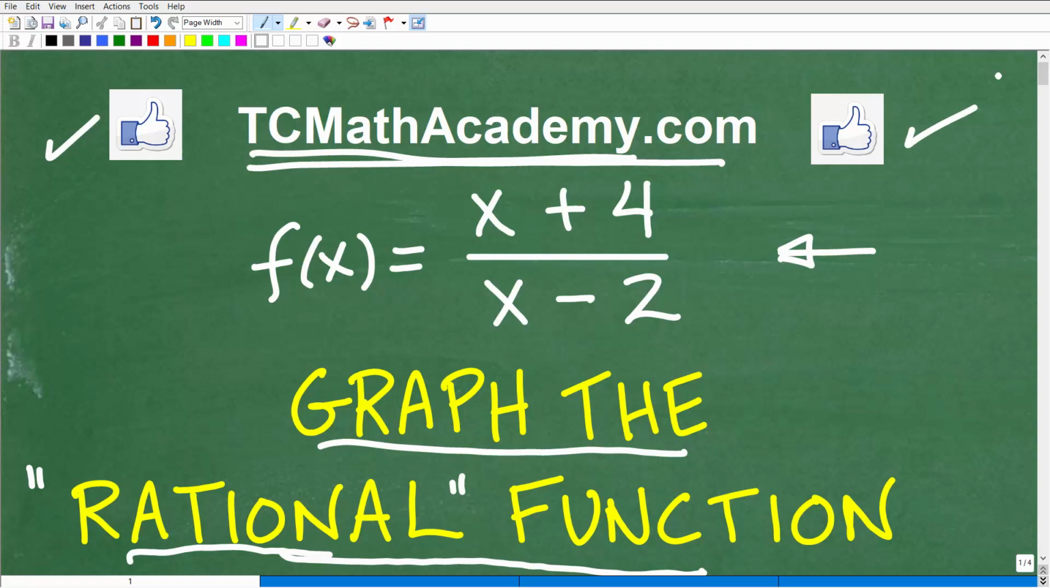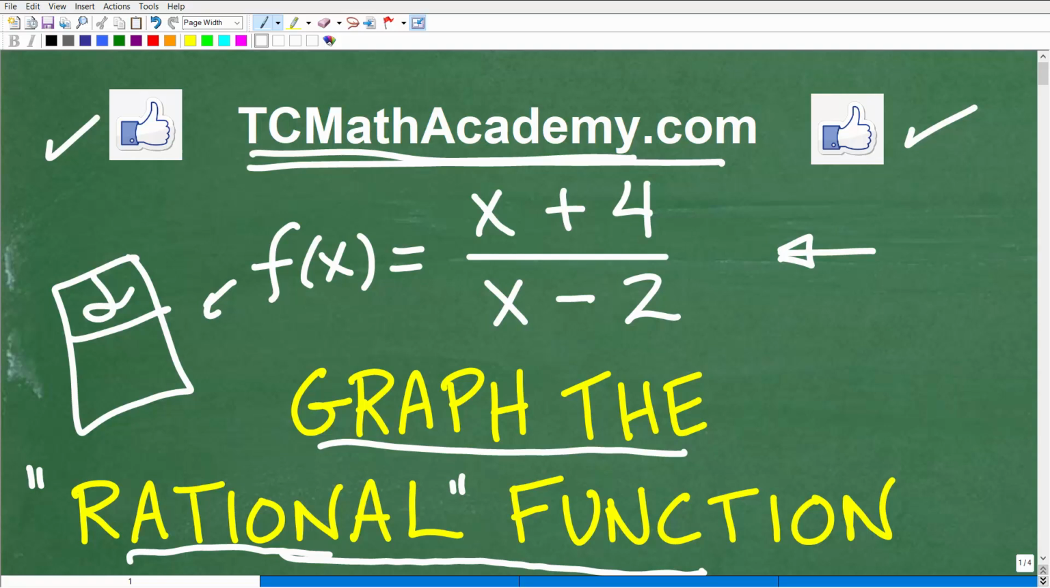Now, one last comment before we see the sketch. Some of you might be saying, I know what I'm going to do, Mr. YouTube Math Man. I'm going to go get my graphing calculator, plug all this in, and get the graph on my graphing calculator. You know what? That's not a bad idea. If you are studying rational functions, you need to know how to use a graphing calculator.